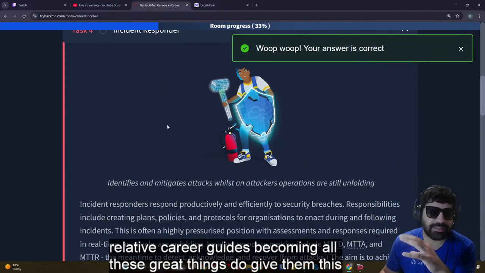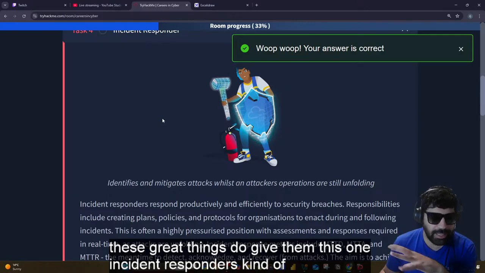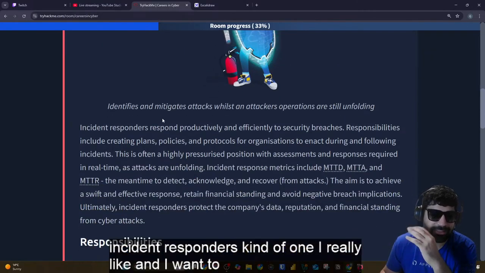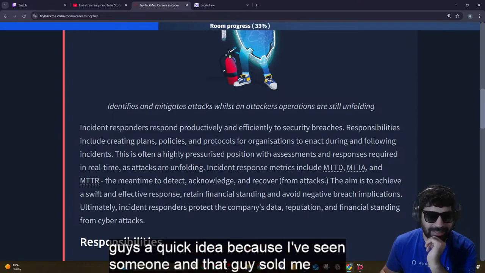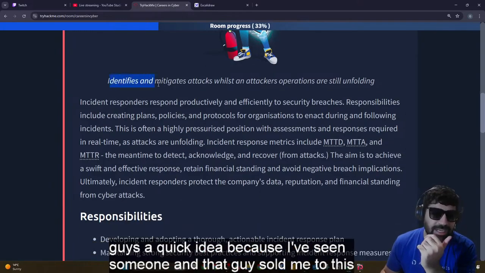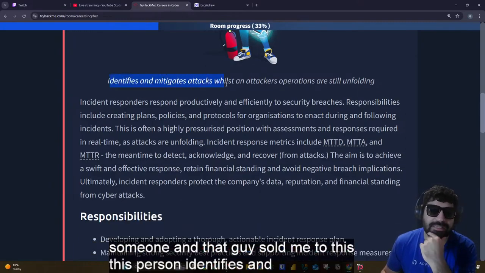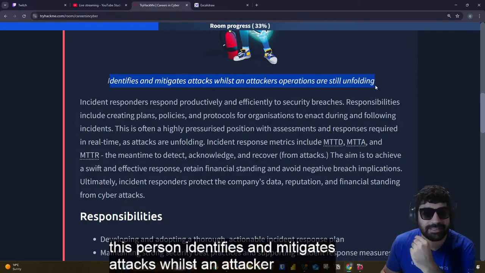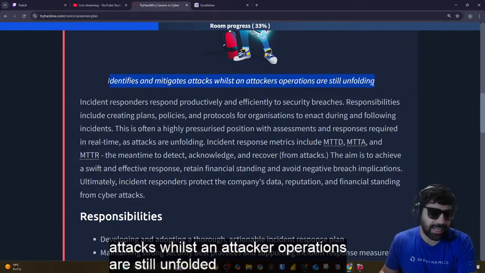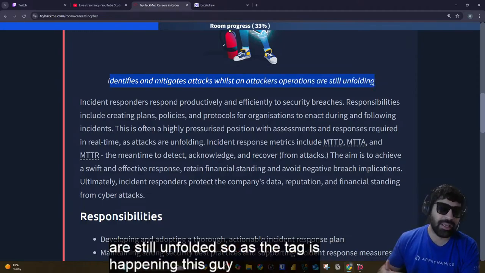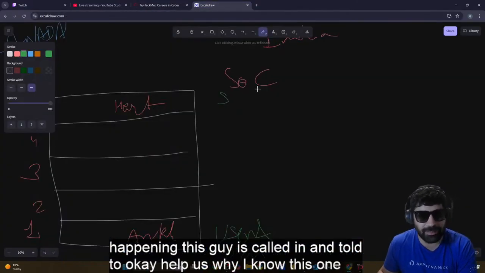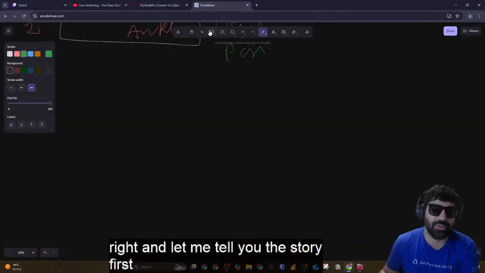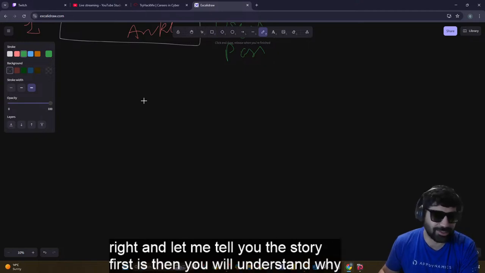This one, incident responder, is kind of one I really like, and I want to give you guys a quick idea because I've seen someone and that guy sold me on this. This person identifies and mitigates attacks whilst an attacker's operations are still unfolding. So as the attack is happening, this guy is called in and told, okay, help us. Why I know this one, right? Let me tell you the story first, then you will understand why the guy sold me.